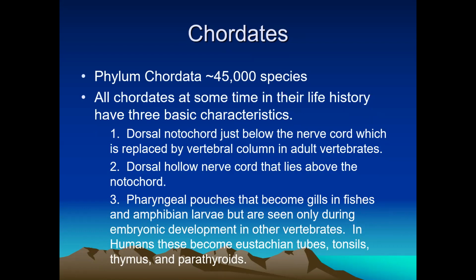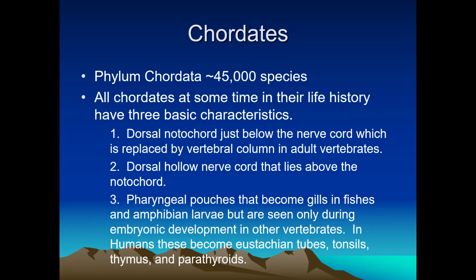So first, they have to have a dorsal notochord, and that's going to be located just below the nerve cord. And then in an adult vertebrate, that's going to be replaced by the vertebral column. Not all chordates are vertebrates, we'll get to that. The second is a dorsal hollow nerve cord, and that's going to be found above the notochord.